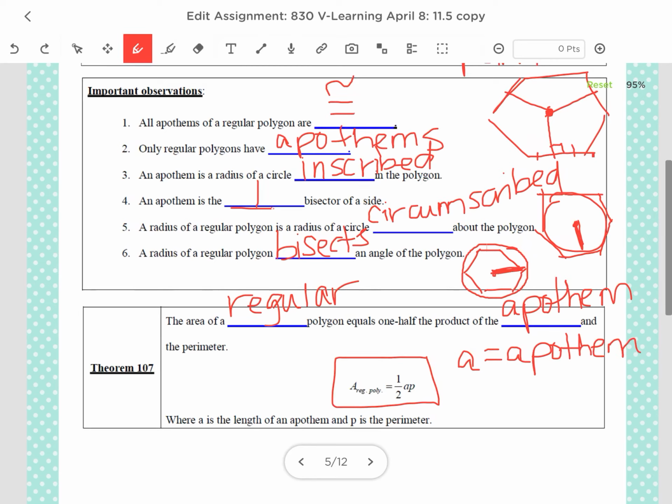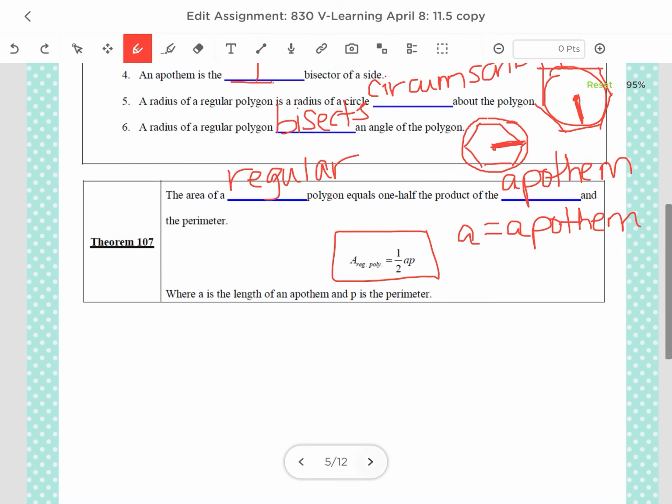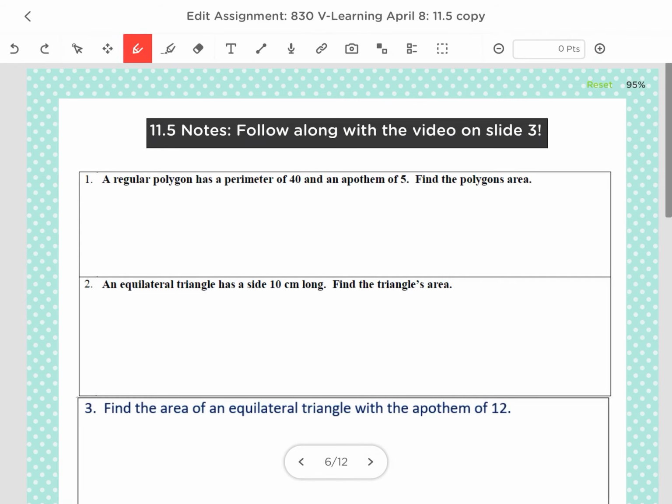All right, so we've gone through a lot of information. Let's go ahead and work some of this and see how much of it you can actually use and feel comfortable with here. All right, so next slide. A regular polygon has a perimeter of 40 and an apothem of 5. Find the polygon's area. Okay, so let's start with that theorem we just talked about.